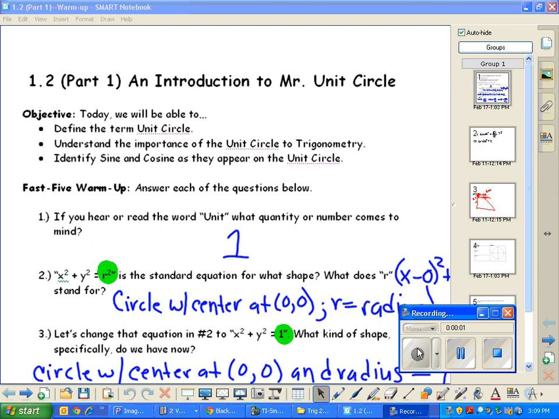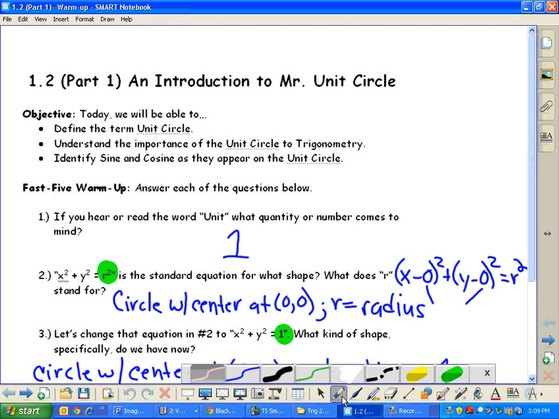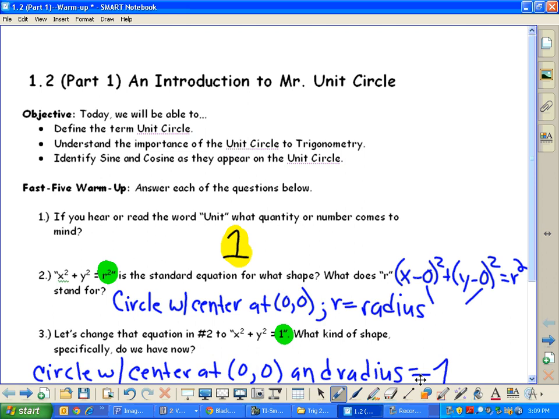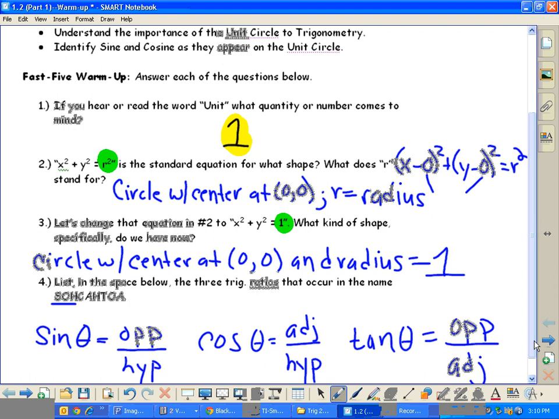Okay, when last we met to talk about this particular note sheet, we are on 1.2 part 1, an introduction to Mr. Unit Circle. We started talking about the definition of the unit circle. In discussing the warm-up, we have come to understand that when we say unit, we mean one. And when we say unit circle, we specifically mean a circle with a center at the origin and with a radius of 1. So it's a very special type of circle.